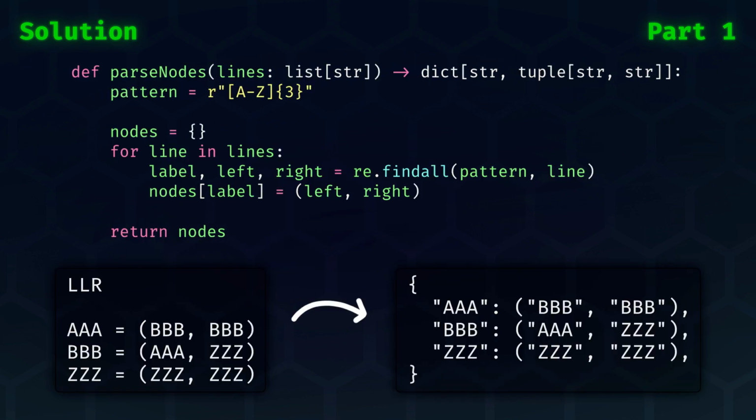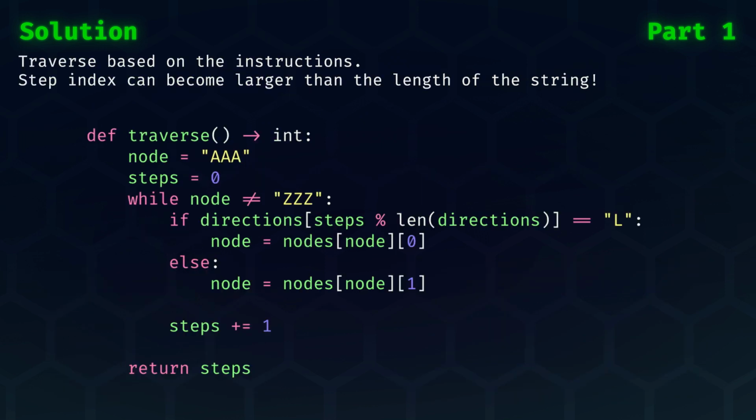The structure that I propose for today's problem is a simple dictionary which mimics the structure of our input, as shown at the bottom. Every node's label is the first 3 characters on an input line, and we make the labels the keys in the dictionary. The values are, then, per node, the labels of our neighbors on the left and right stored as a tuple. Traversal is done based on the instructions, where remember that as we step through our graph, our step index can become larger than the length of the string.